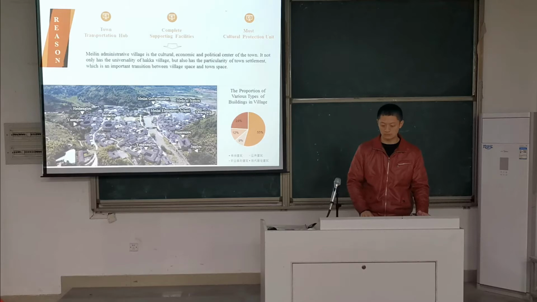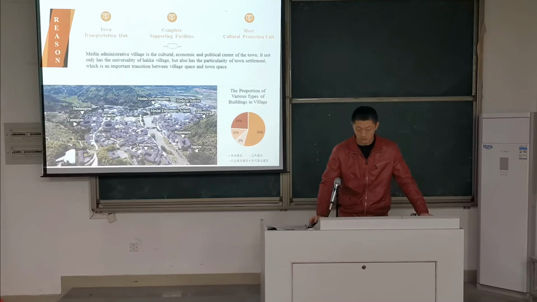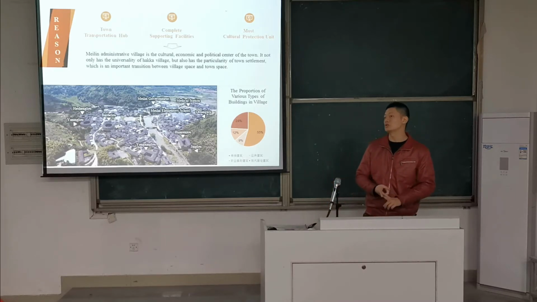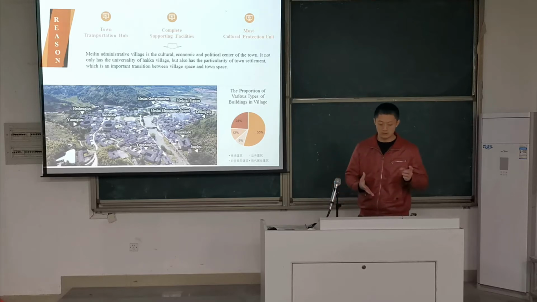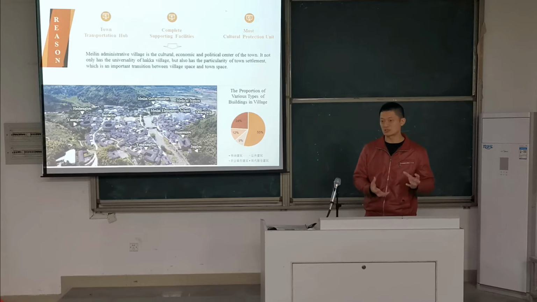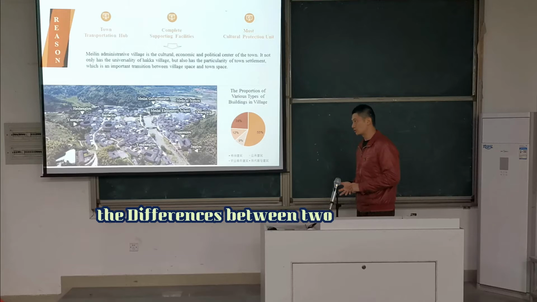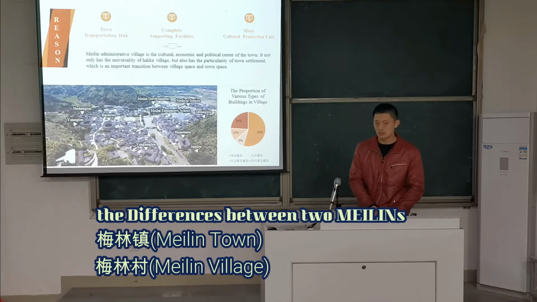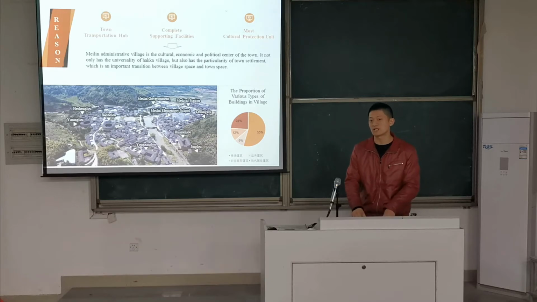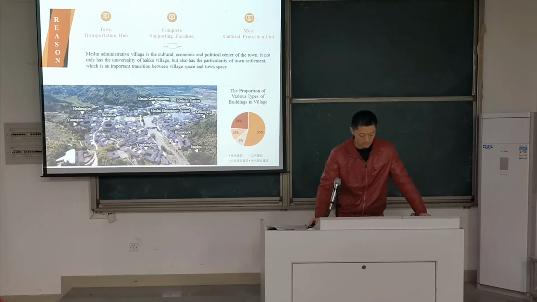Let's go down to the village scale. There are 9 villages in Meilin town. The one that I chose is Meilin village, which is the previous administrative core of the area. Okay, let me explain this. The town is called Meilin, and the village that I chose is also Meilin. So same name, different scale. We have to clarify this clearly.